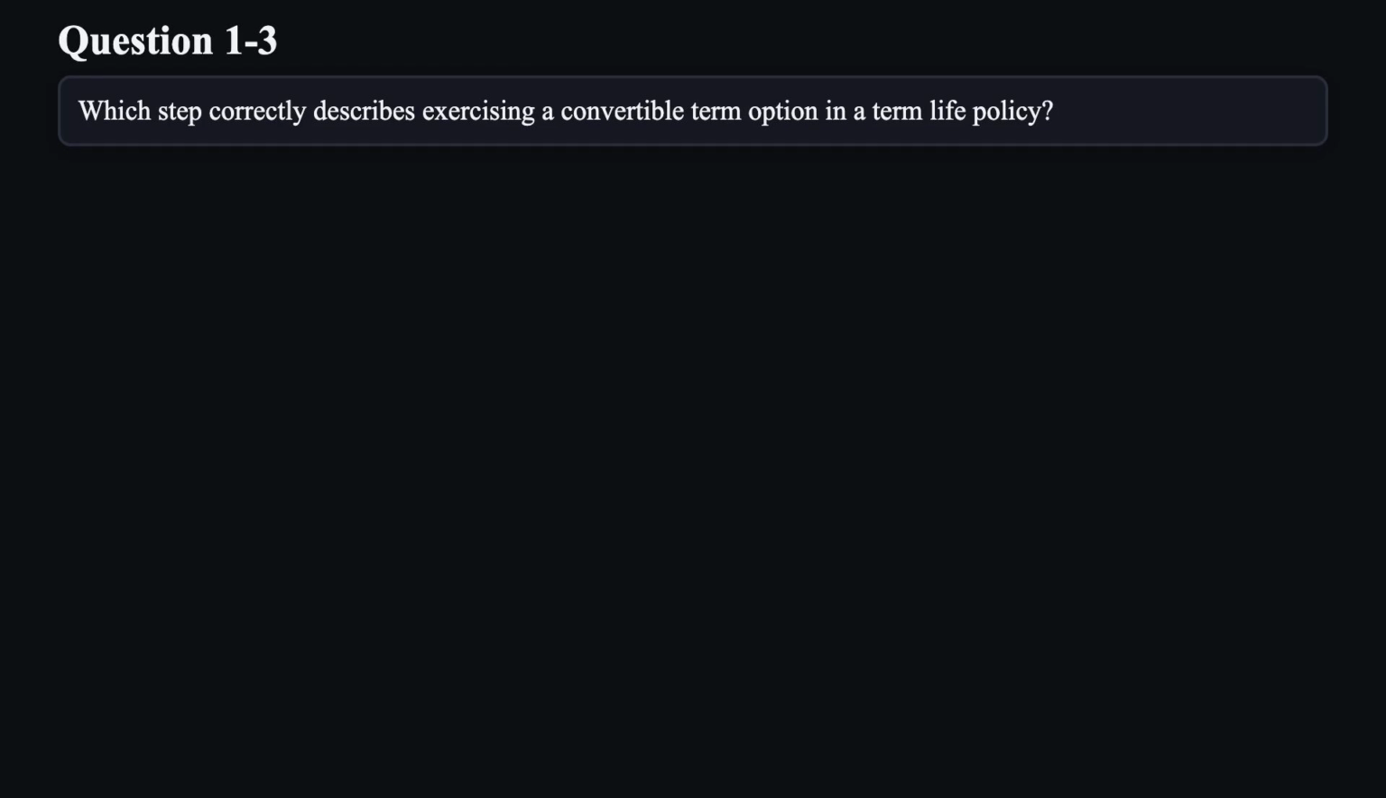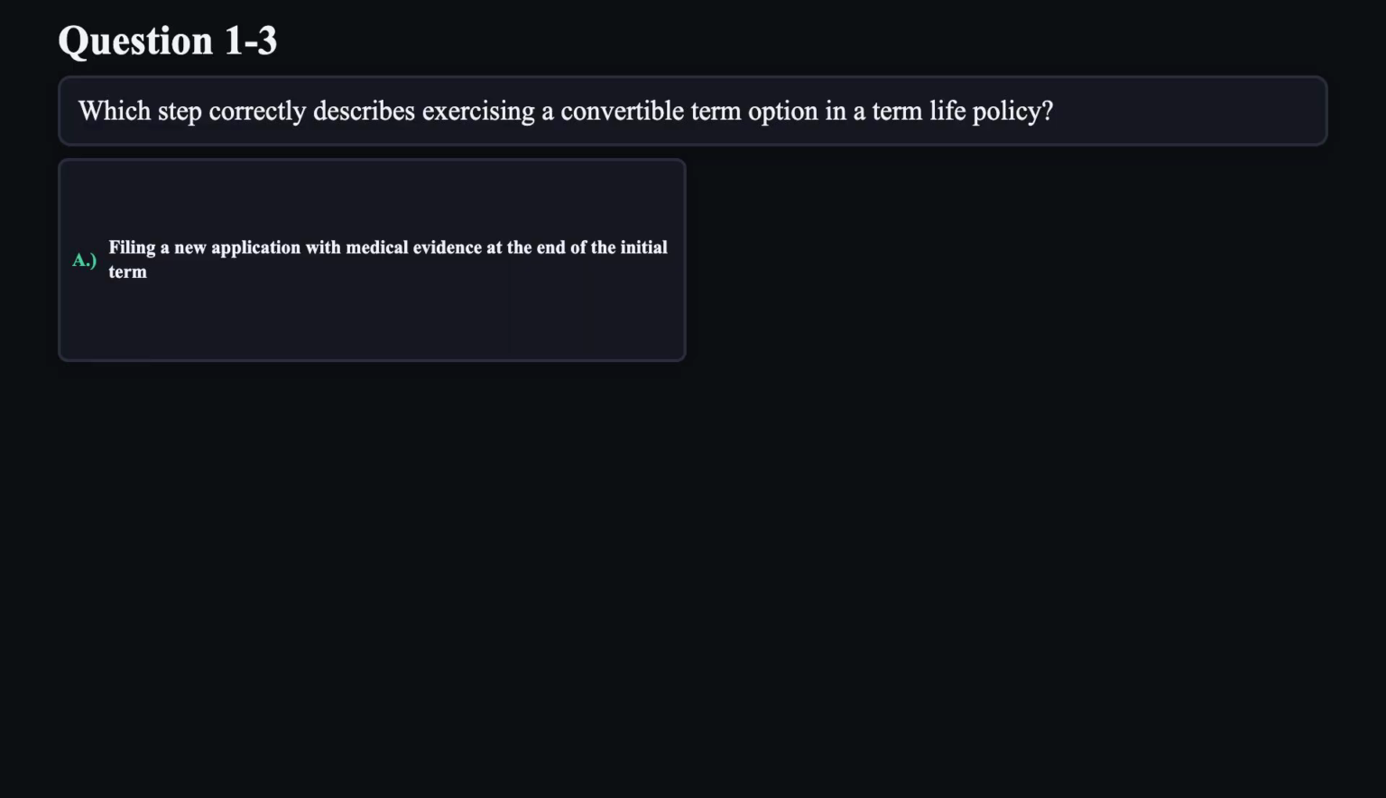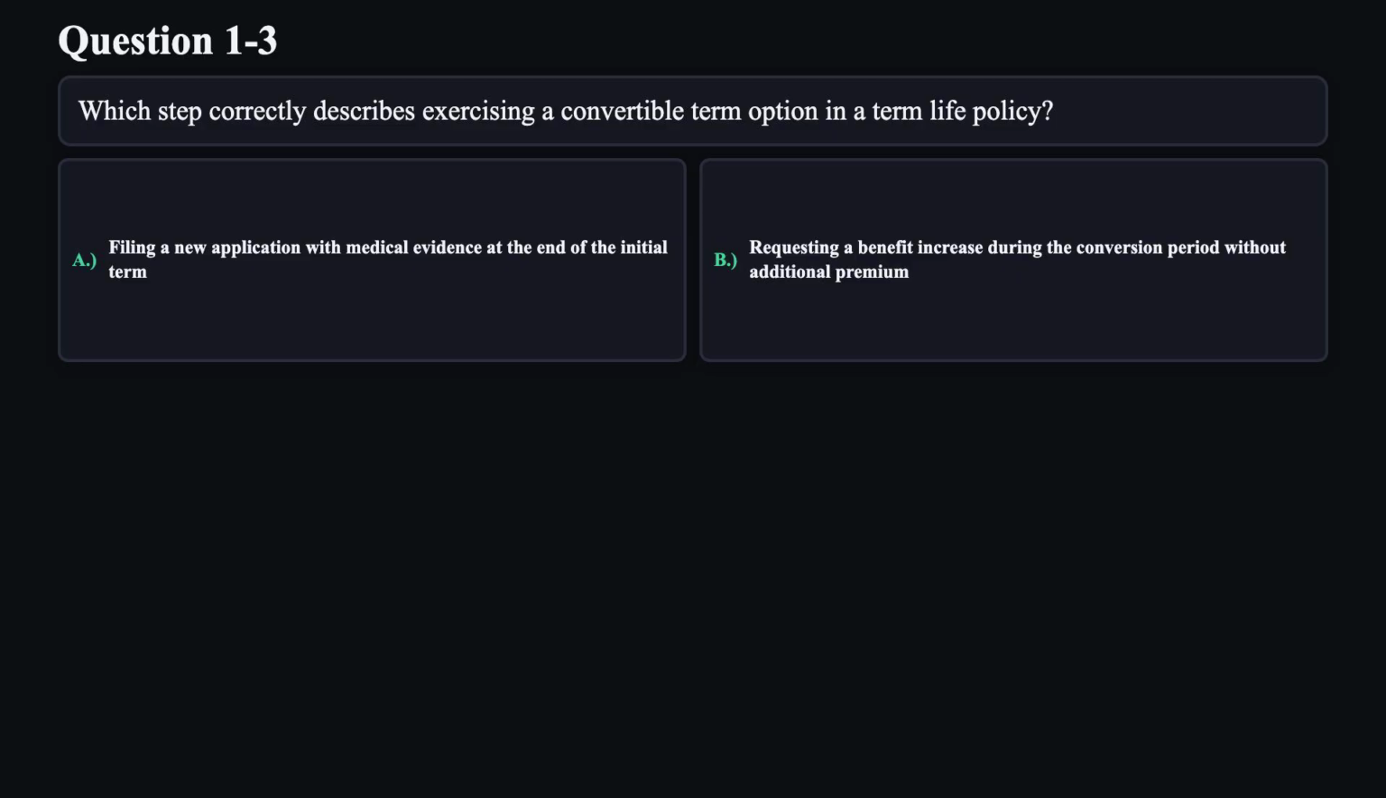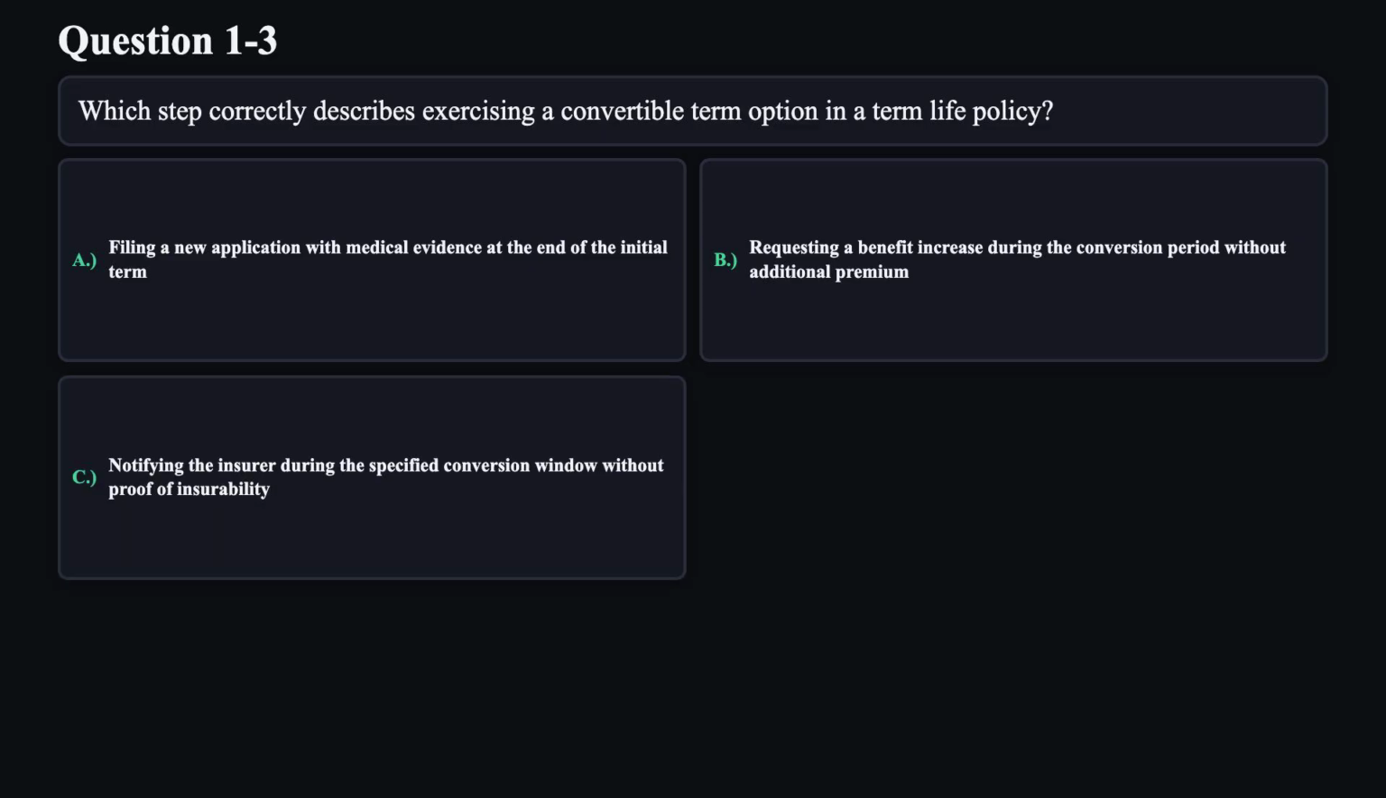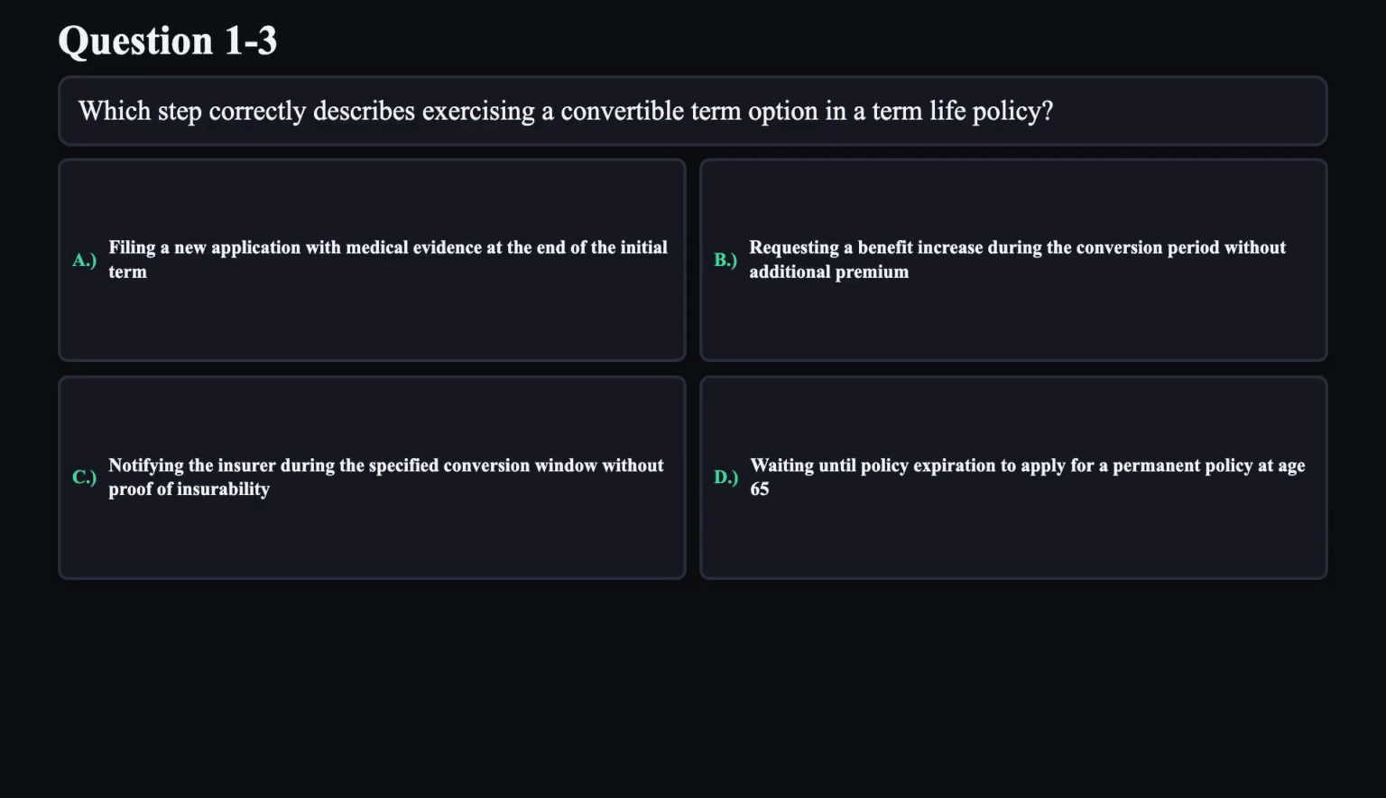Question 3. Which step correctly describes exercising a convertible term option in a term life policy? A. Filing a new application with medical evidence at the end of the initial term. B. Requesting a benefit increase during the conversion period without additional premium. C. Notifying the insurer during the specified conversion window without proof of insurability. D. Waiting until policy expiration to apply for a permanent policy at age 65.